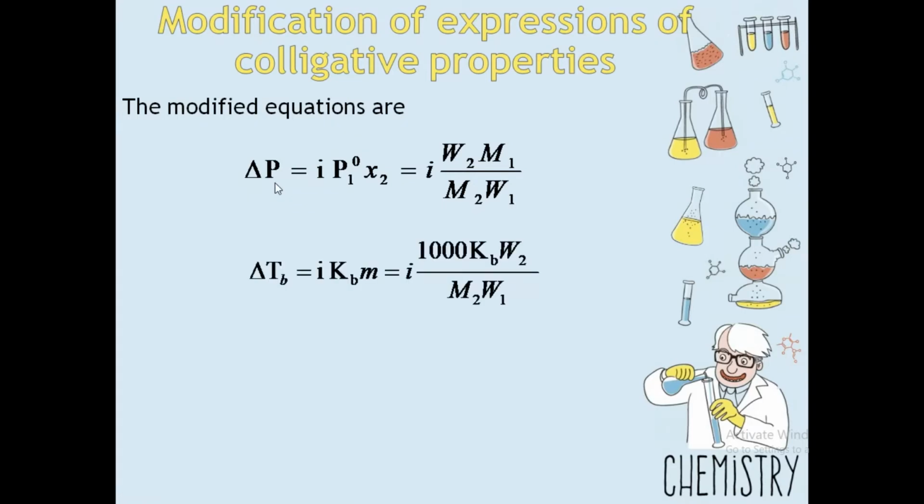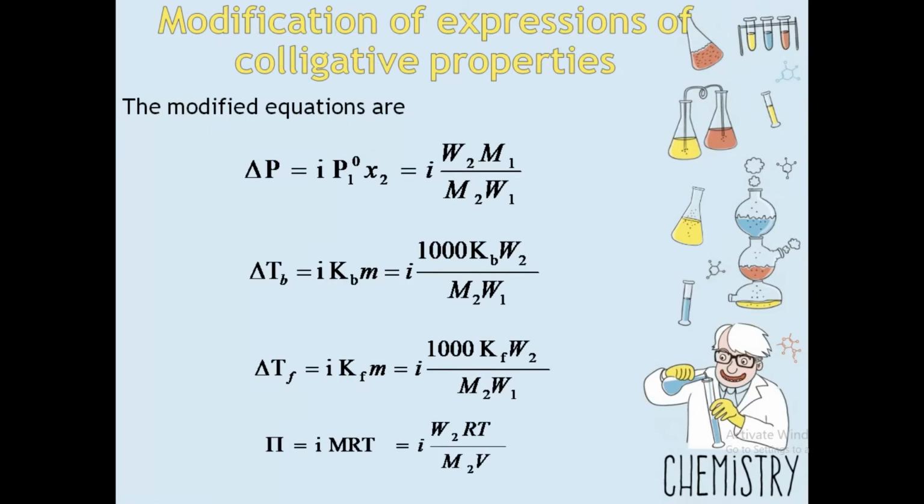Second, boiling point elevation. This is the modification for electrolyte solute in boiling point elevation, which is i into Kb into m, equal to i 1000 Kb W2 divided by M2 W1. Here also the molar mass of solute is inversely proportional. Next is freezing point depression. The modification is i into Kf m, which is equal to i 1000 Kf W2 divided by M2 W1. And for osmotic pressure, i CRT is equal to i W2 RT divided by M2 V.